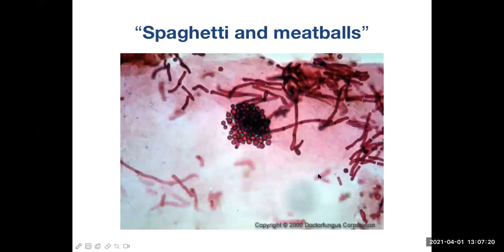Now see here, this is a very common picture which is shown in different exams these days. This is the yeast form. These are the mycelial or the hyphal form. So this is the meatball appearance. Here is the spaghetti appearance. So this is the KOH mount preparation. So this is very typical of Malassezia furfur.